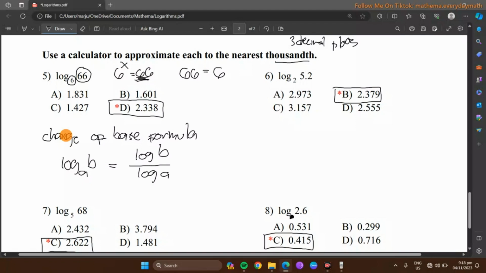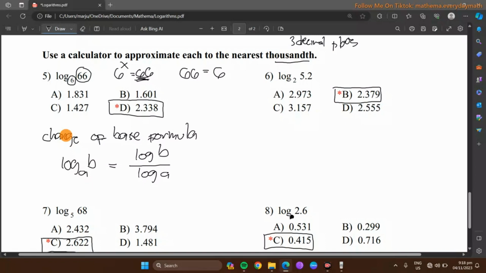Na kung nakikita natin, wala akong nilagay na base dyan, right? Walang base dito. So again, that indicates that our base is actually 10. Alright? Delete ko lang yan. So try natin again using our calculator.